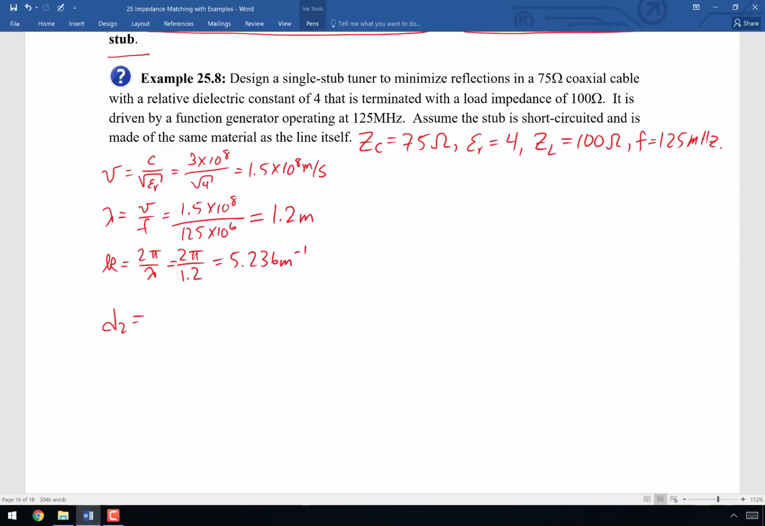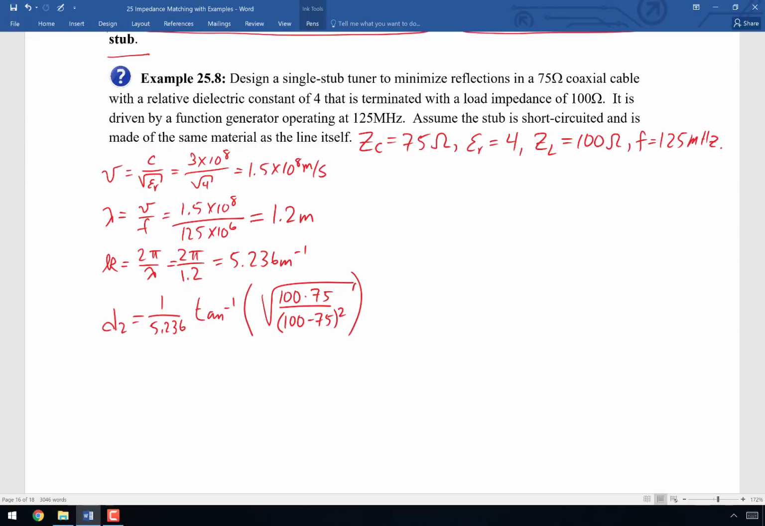This is equal to 1 over 5.236 times the arctangent, or the inverse tangent, of the square root. Don't forget to do that square root when you're doing this calculation, because I sometimes do forget the square root, and that gives you the wrong answer. So don't forget that. 100 minus 75, the quantity squared.